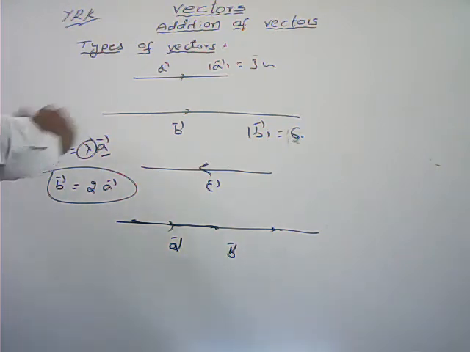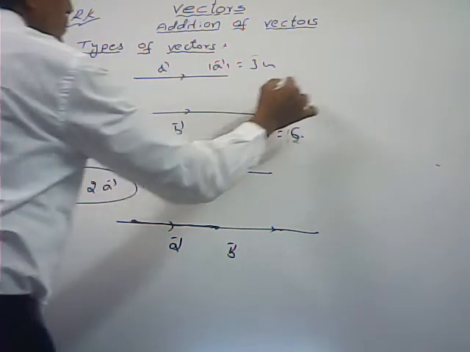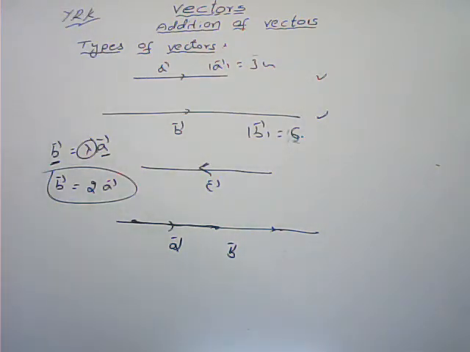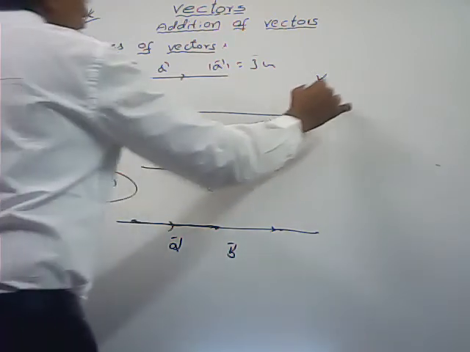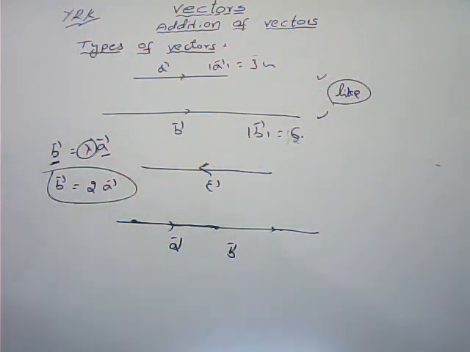So the direction is either same direction or opposite direction, but for all these vectors the line of support should be same, parallel to the same line. And the vectors which are parallel and in the same direction we say like vectors. The two parallel vectors having the same direction are said to be like vectors.